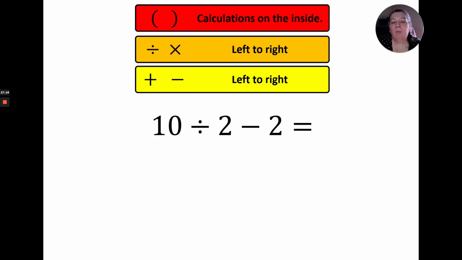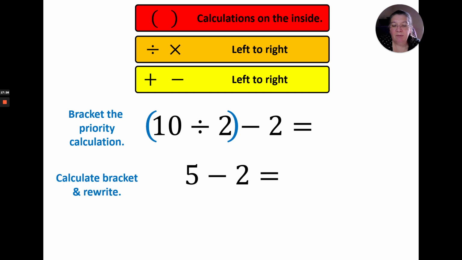Okay. And let's have a look at this one. BIDMAS tells us we do our division first. So we'll put some brackets around it to help us to work it out. 10 divided by 2 is 5. 5 minus 2 is 3.